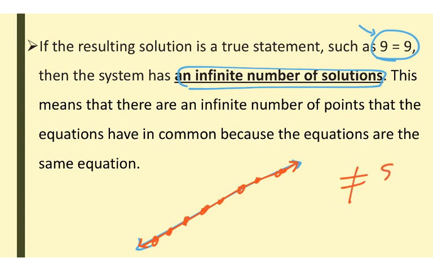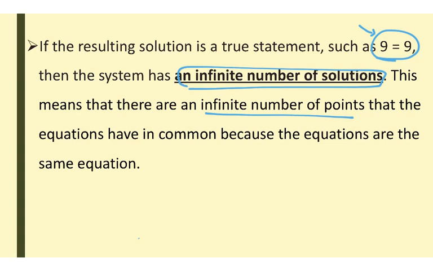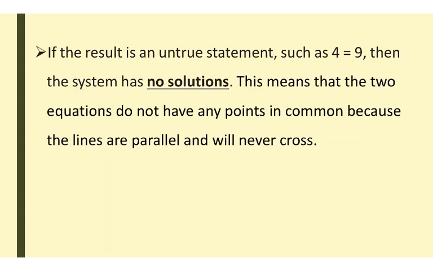So we're not going to say all real numbers, because if you say all real numbers, you're saying that this is a solution, and this is a solution, and this one, and this one, and this one. And those are not solutions because they're not on the lines. So that's why we cannot say all real numbers. So we say an infinite number of solutions. And that just means that there's an infinite number of points that the equations have in common.